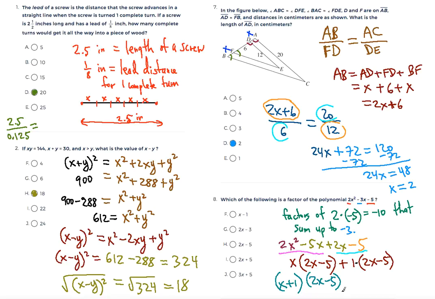So your suspicions were correct that you thought that 2x minus 5 was a factor. It's indeed a factor of this polynomial.